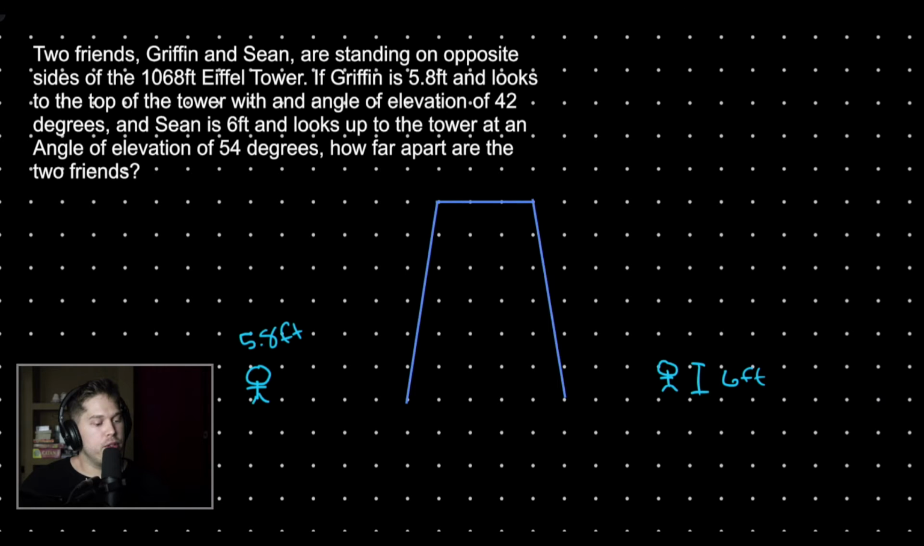Now, what else are we told? We're told that Sean looks up at an angle of elevation of 54 degrees.